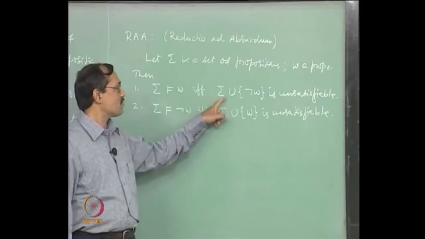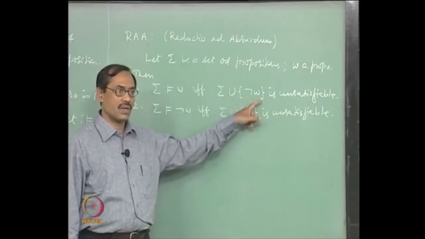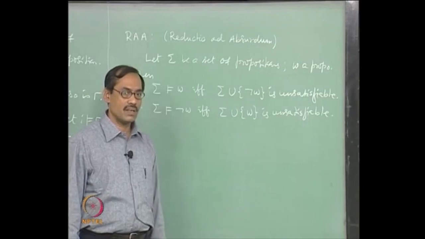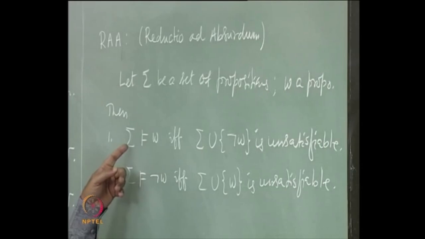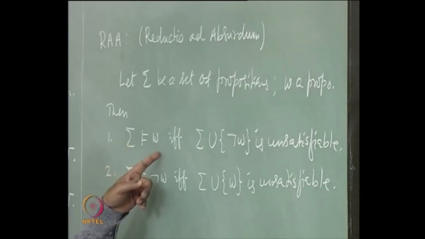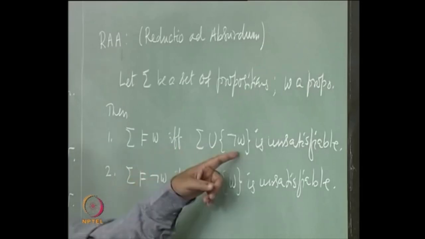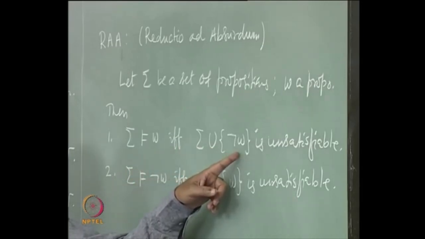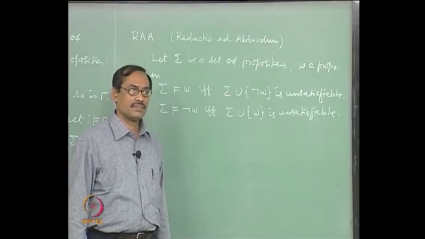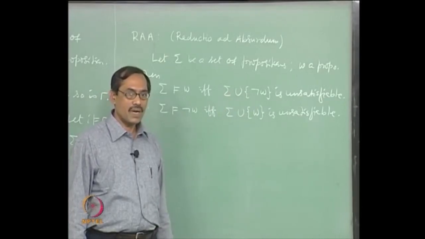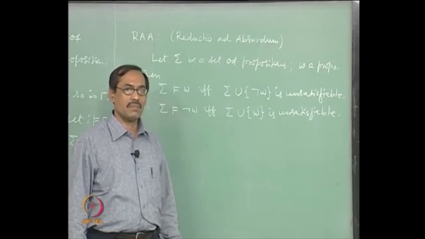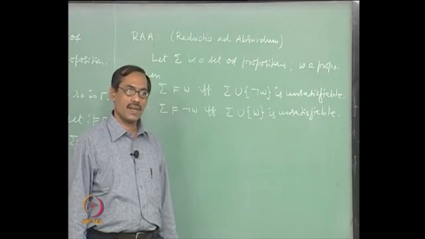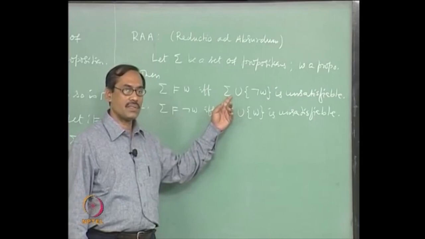So now, suppose I is one interpretation of sigma union not W. You want to show I is not a model of sigma union not W, right? Now you have information on sigma entails W. So that means if I is a model of sigma, it has to be a model of W. So it can't be a model of not W. Therefore, it is not a model of sigma union not W. Is that clear? But these are for all interpretations which are models of sigma. There can be some interpretations which are not models of sigma, right? So if that is so, then what happens?